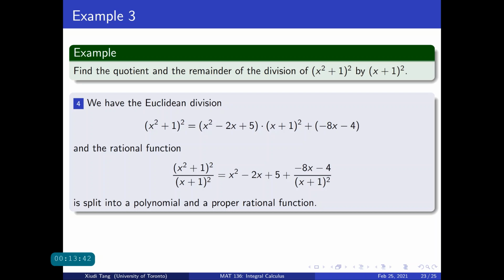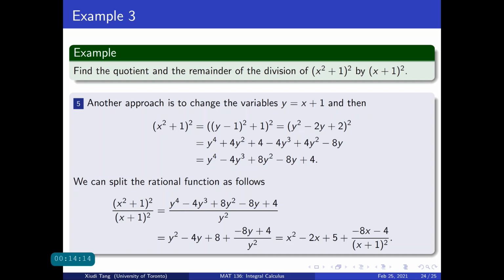The Euclidean division yields that the numerator is equal to (x squared minus 2x plus 5) times the denominator plus (minus 8x minus 4), and the rational function, the square divided by square, is a polynomial x squared minus 2x plus 5 plus (minus 8x minus 4) divided by the square (x plus 1) squared. So this is how we calculate this division.